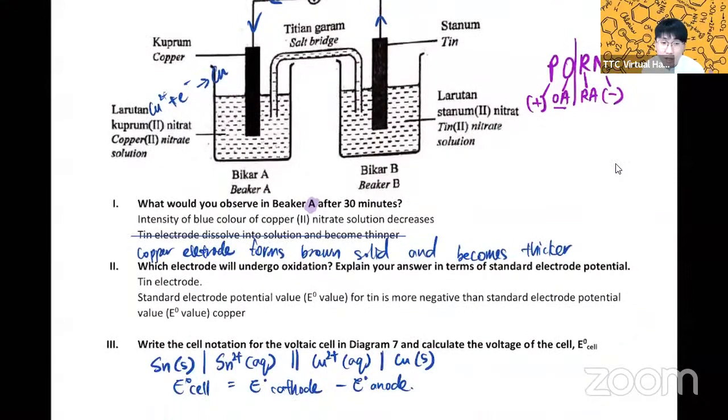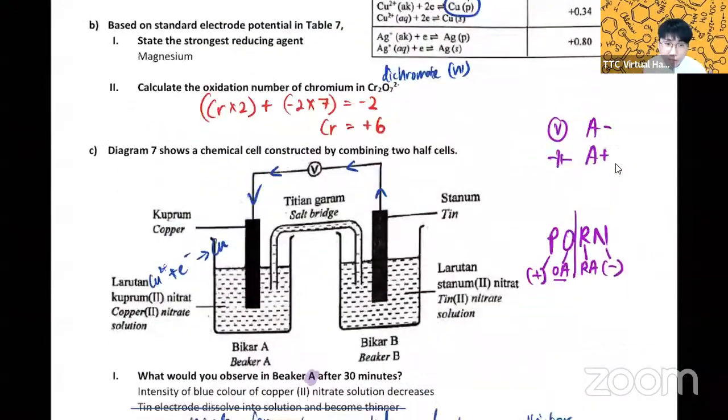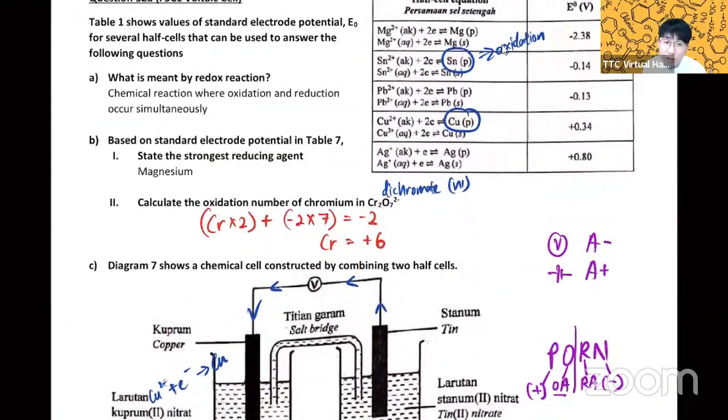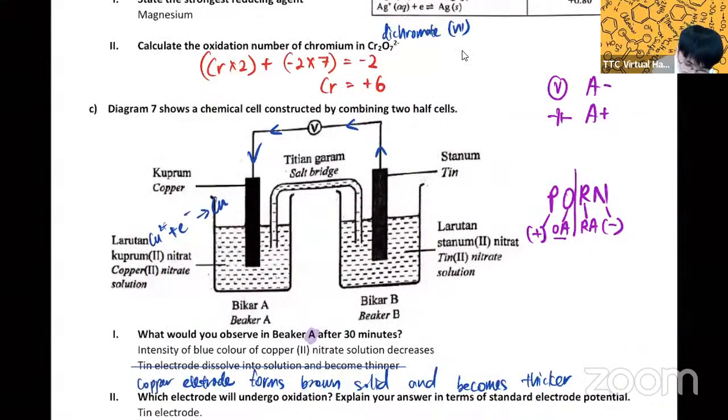Yeah, so of course, for here, we know that tin is your reducing agent. So tin is reducing agent, means he is negative terminal, he is your anode. Then the other side is your oxidizing agent. He is your positive terminal, means he should be your cathode.